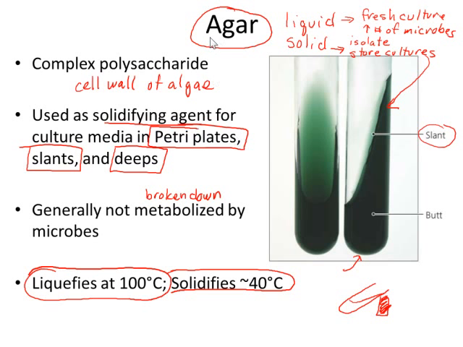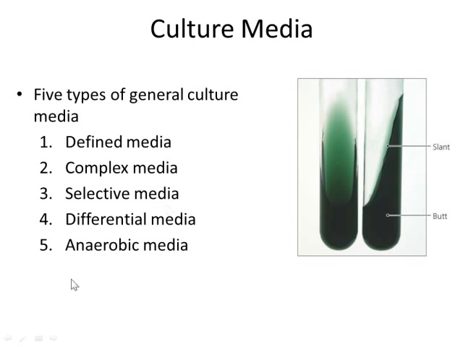So now we've talked about the solidifying agent, but what's in here that makes this media? There are different types of media we're going to discuss in this chapter. Now first let me highlight the last three here: selective media, differential media, anaerobic media. There's already a virtual lecture on these three topics, so I'm not going to take too much time in this particular lecture to review those three. But what I'm going to focus on are these two types of media, defined and complex.